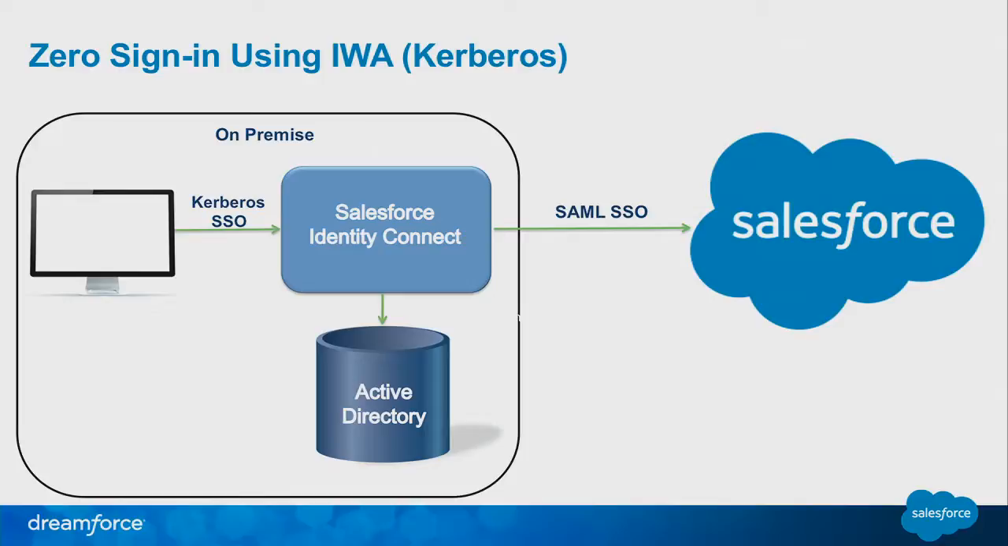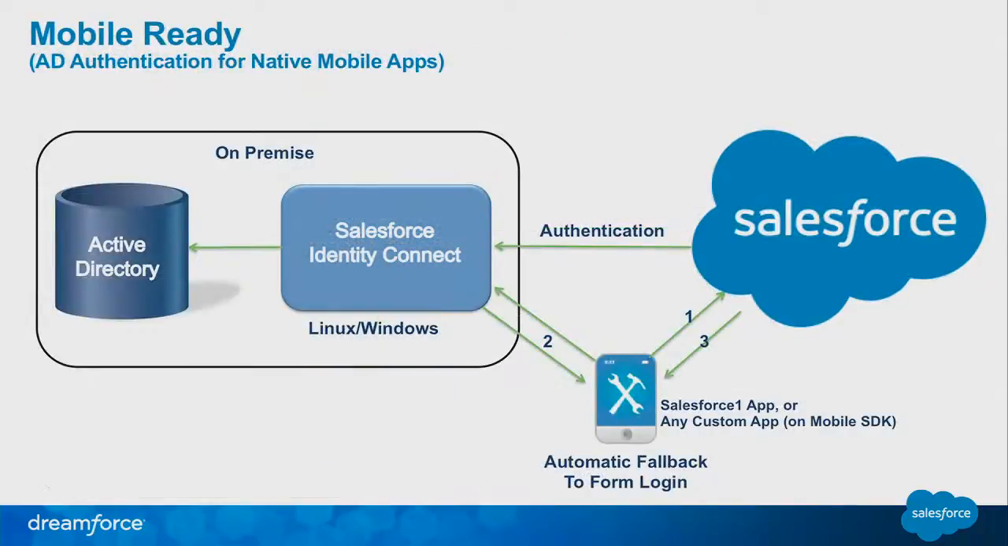using the Kerberos integration. So really what happens is a user is authenticated onto their desktop, their Windows desktop or Mac, and after that, when they go to the browser and connect to their Salesforce org, it can automatically detect that you're already authenticated with AD and take the user into Salesforce without having to enter a single password. So that we call zero sign-in. It's mobile ready, so I can go into my Salesforce One application and still use AD authentication to perform that.